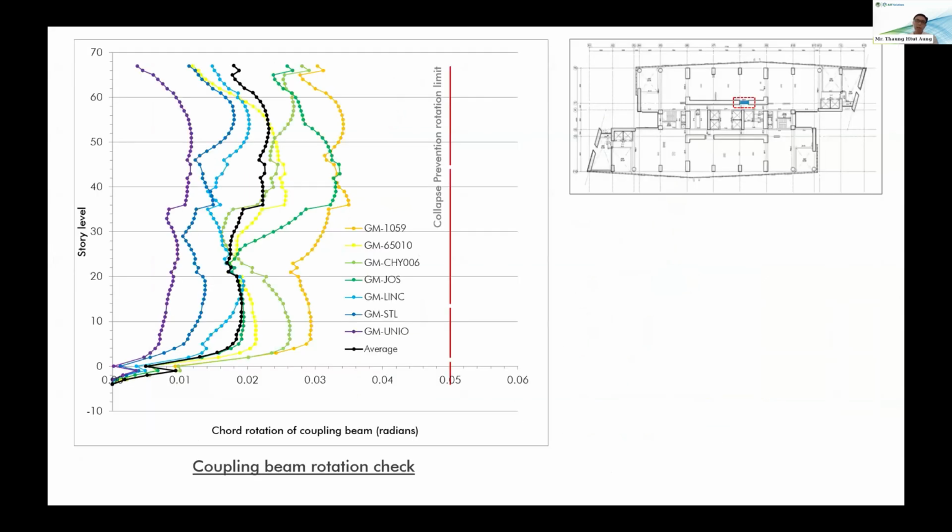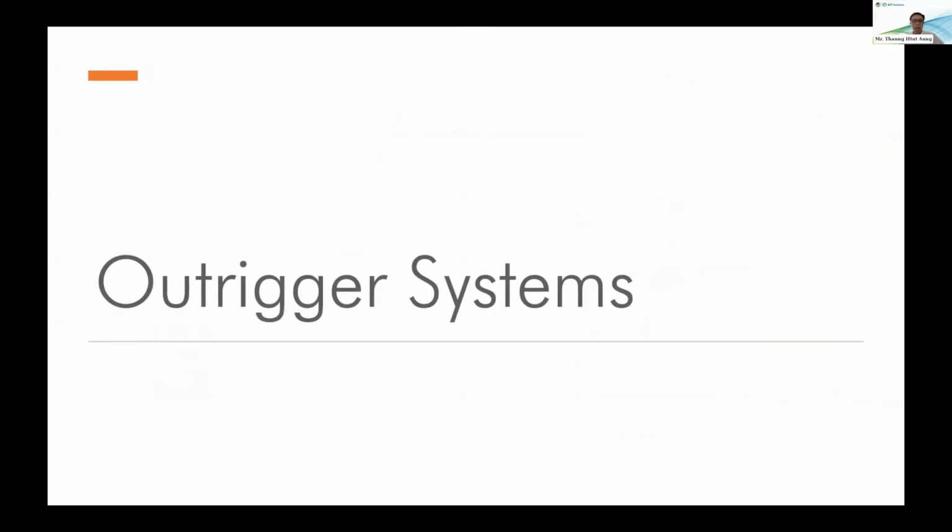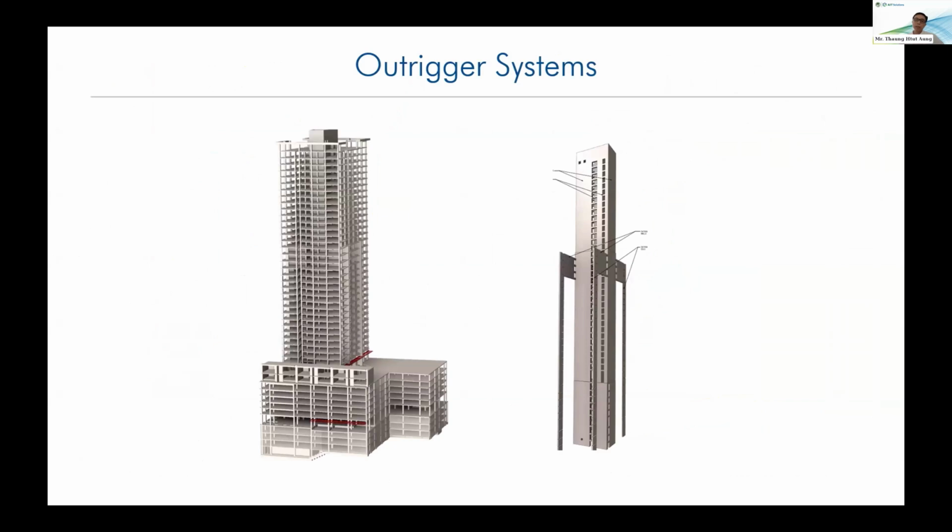And this is the one coupling beam check along the height of the wall. Average values are shown in black colors. The rotation limit is 0.05 radian for collapse prevention performance level.